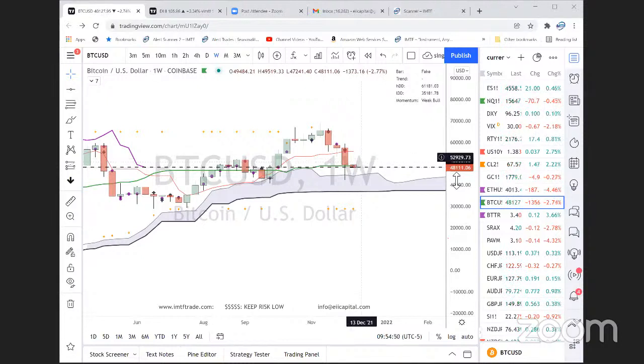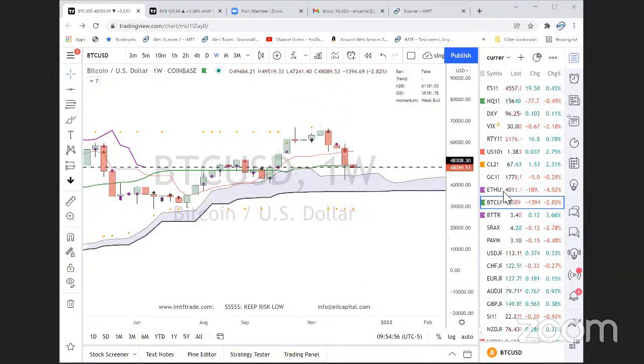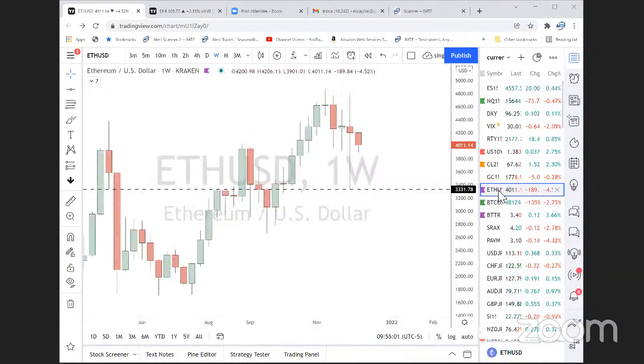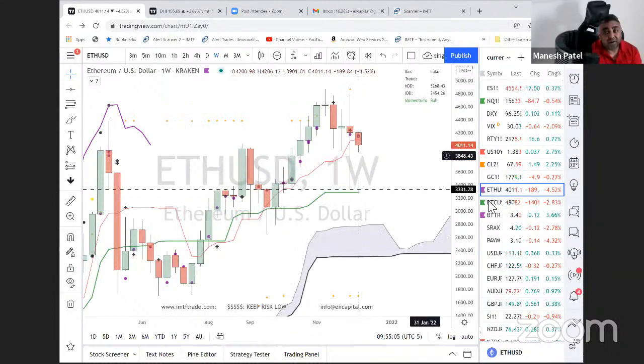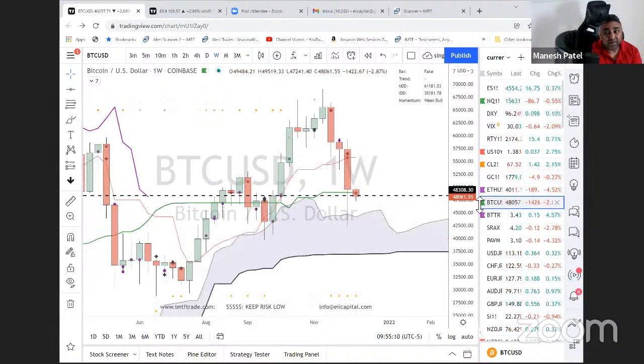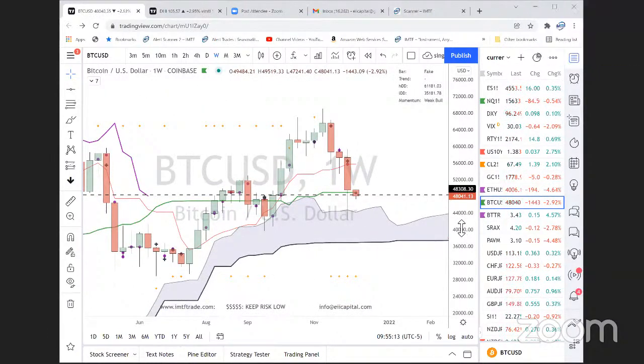But Kunal, look at this. Last week was real bearish, wasn't it, for Bitcoin? Was Ethereum real bearish? No. You're starting to see the strength and the weakness between these two.